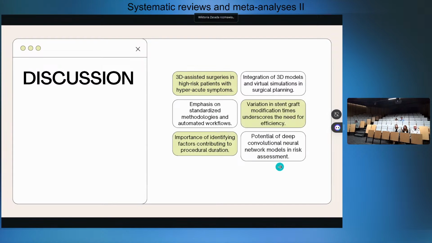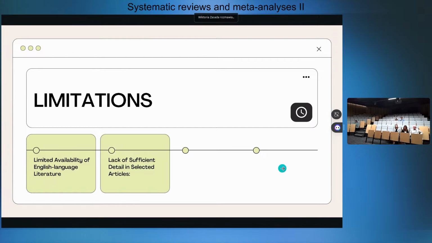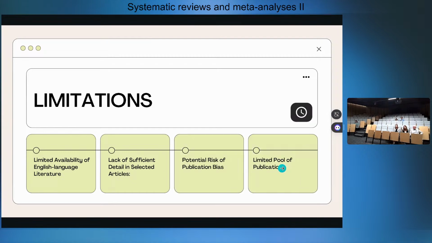Moving forward, it's essential to address the variability in procedural duration and explore more direct diagnostic approaches to aortic lesions. Comparative analysis between traditional operating room procedures and 3D modeled endovascular operations offers valuable insights into complications and patient outcomes. Challenges include limited English language literature availability and insufficient detail in some articles. There is a potential risk of publication bias, and expanded data sets are necessary for a more comprehensive understanding of endovascular interventions utilizing the 3D printing technology.